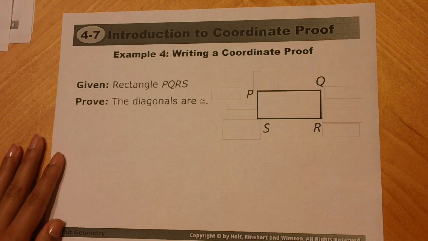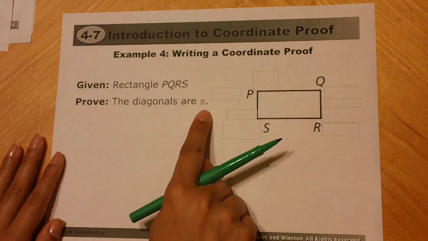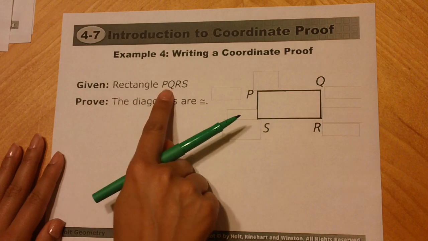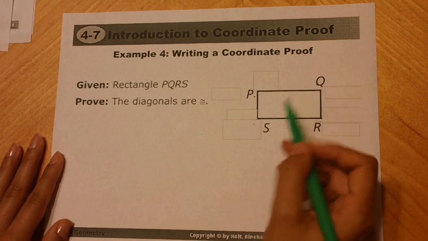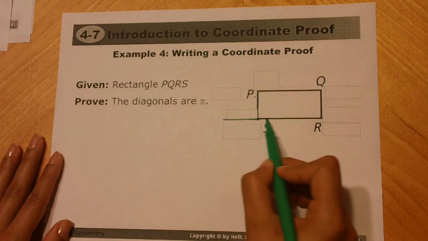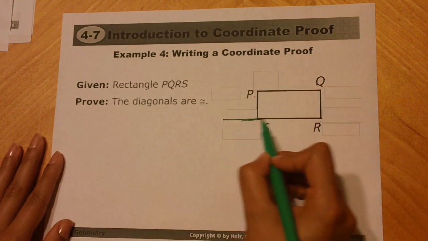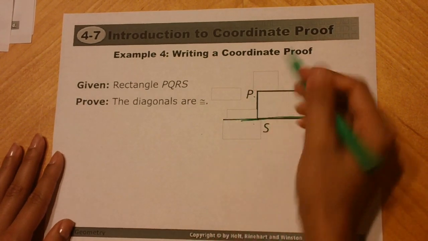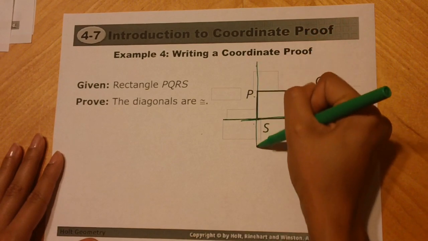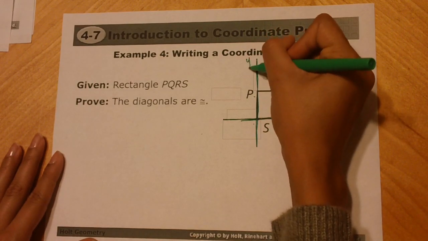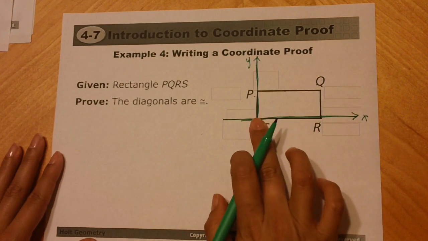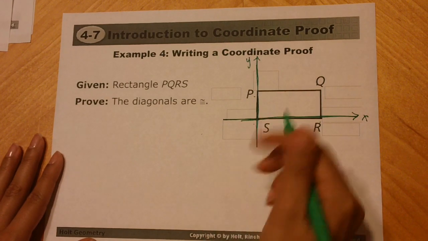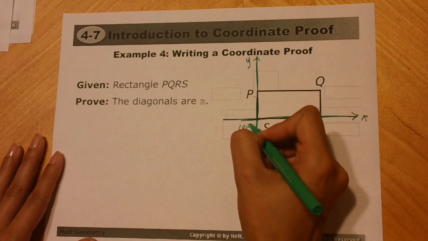So here's our proof. We need to prove that the diagonals are congruent. We have rectangle PQRS, and we're going to stick that on a grid. So this is going to be my coordinate plane. Vertical axis is my y-axis, horizontal is my x, and I stuck the corner on the origin on purpose. So this point is going to be 0, 0.